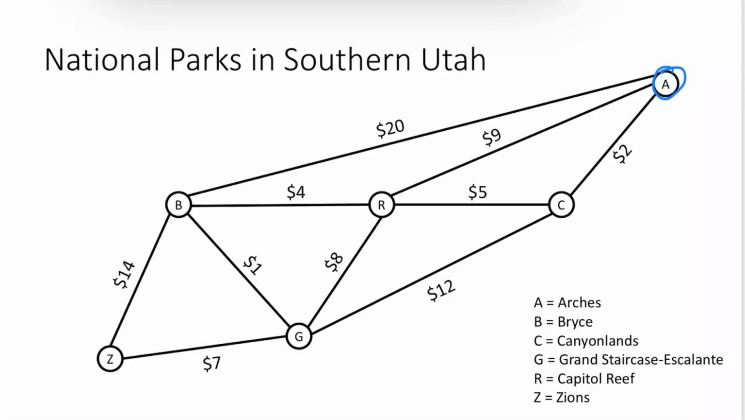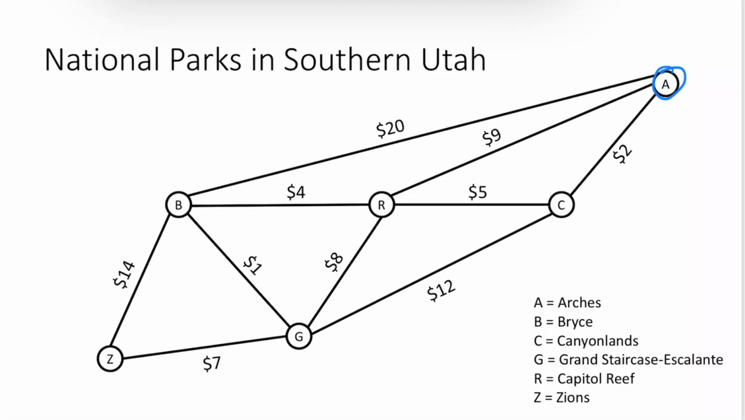So the way that Dijkstra's algorithm works is you start by choosing the vertex that you want to find the shortest path to. So in this case, that is Arches. That's going to be what we call our end vertex, or like the end of the path. And we want to find the cheapest path from all of the other parks to Arches. So I'm going to have the end vertex be Arches National Park because that's where my campground is. And I'm trying to find the cheapest route from all of the other national parks to that campground.